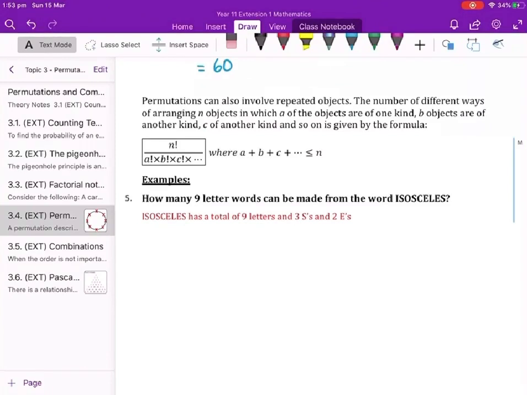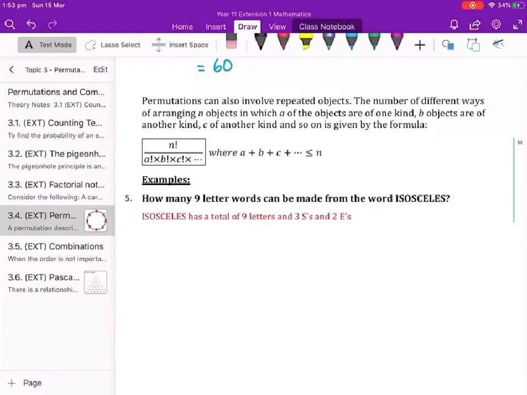So permutations can also involve repeated objects. The number of different ways of arranging n objects in which A of the objects are of one kind, B of the objects are of another kind, and C of the objects are of another kind, and so on, is given by the formula n factorial divided by A factorial times B factorial times C factorial and so on, where A plus B plus C and so on is less than or equal to n.